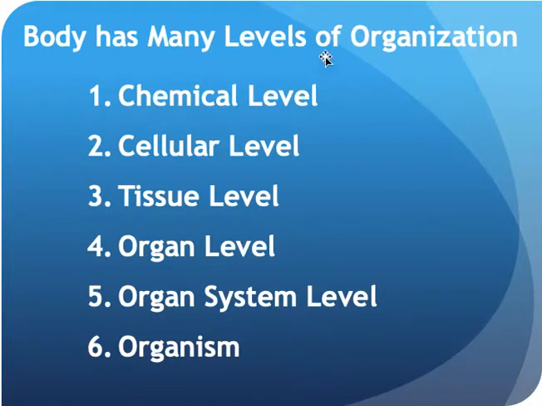Your body has many levels of organization, and we want to make sure we know them from the smallest to the biggest. We have a chemical level, cellular level, tissue level, organ system level, and then an organism, and each one of these contributes to making the next one. Again, a very good multiple choice question: can I put these in the proper order from smallest to largest?